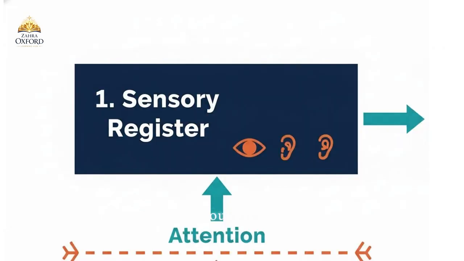To save this data, you must use attention. Without attention, the memory trace decays instantly. With attention, it moves to store number 2. Therefore, attention is the key for the sensory register. Without attention, the memory trace decays instantly.